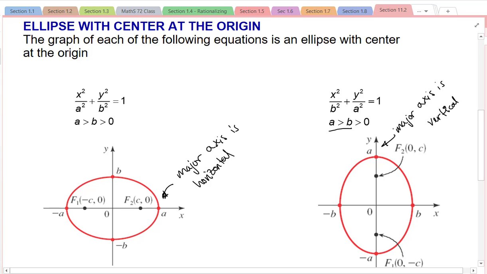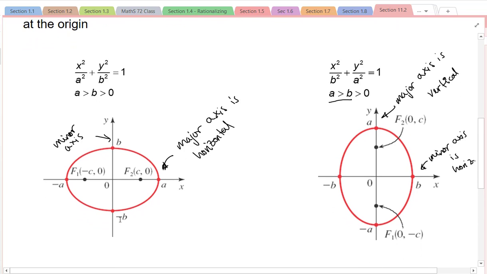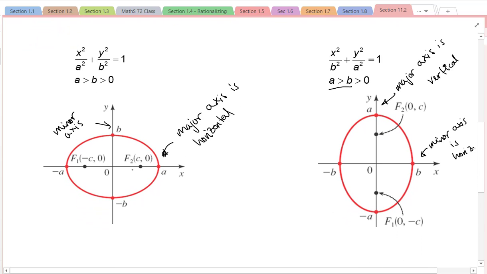So we're going to just look at the numbers underneath the x squared and the y squared, and see which one is larger. The larger one is where the major axis is. Then the smaller one is called the minor axis. So here, the minor axis is horizontal, whereas here, the minor axis, the shorter one, is vertical. And the foci are c and minus c, the distance from the center of the ellipse. That's what gives us the foci.